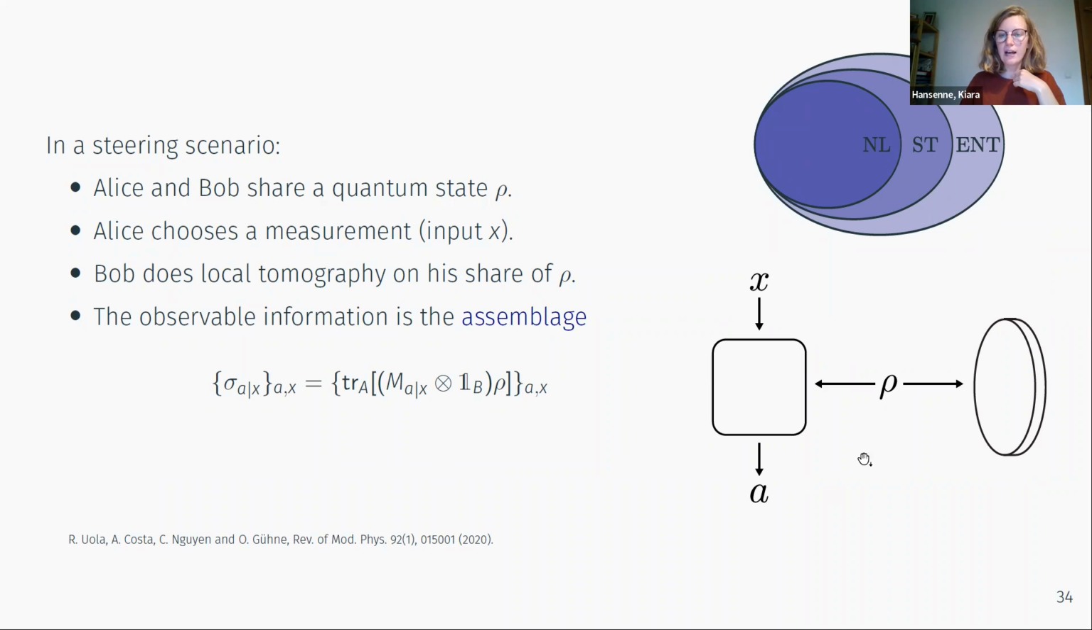So basically you have Alice on this side and Bob on this side, and they share a quantum state. And then Alice chooses a measurement depending on some input X, and she has a result A. And now Bob on his side, he does local tomography of his share of the state. And then what Alice and Bob share as information is an assemblage. So assemblages are defined like this. This is a bit technical, but we won't go into the details, but this is the general setup of steering. So Alice measures depending on some input, and Bob does local tomography.